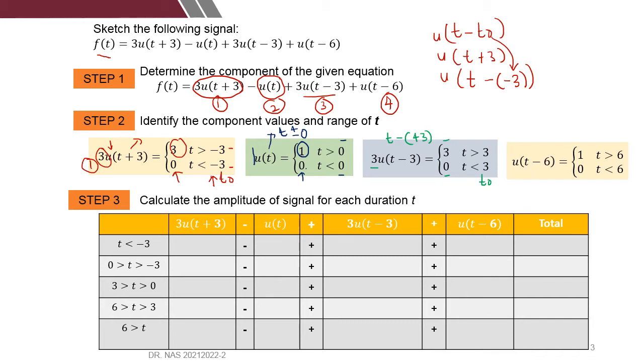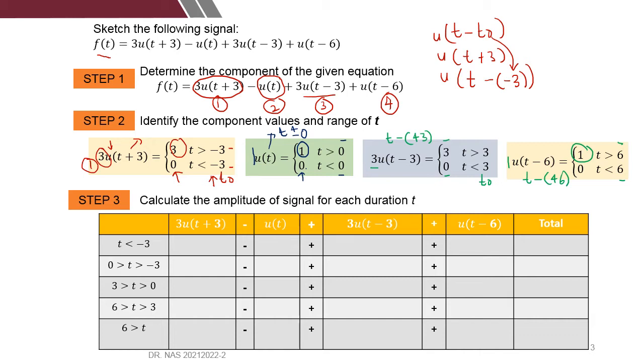How about the last component? The amplitude is 1, so the maximum amplitude here is 1. How about the t? It is t minus positive 6, so your range is less than 6 and larger than 6.